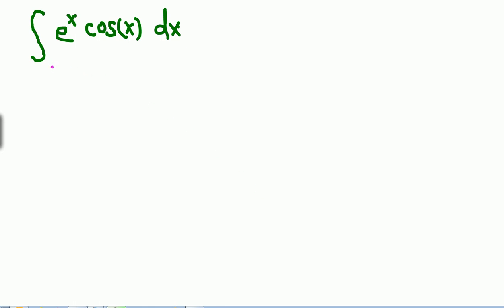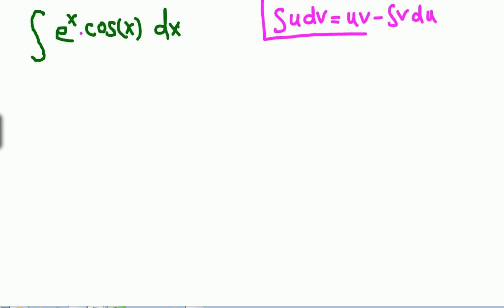We are finding the integral of a product, e^x times cosine x. For that we use the formula called integration by parts, which is here. Let me write: the integral of u dv equals u times v minus the integral of v du. So we will match our question to the left side, and we get the right-hand side from this formula.